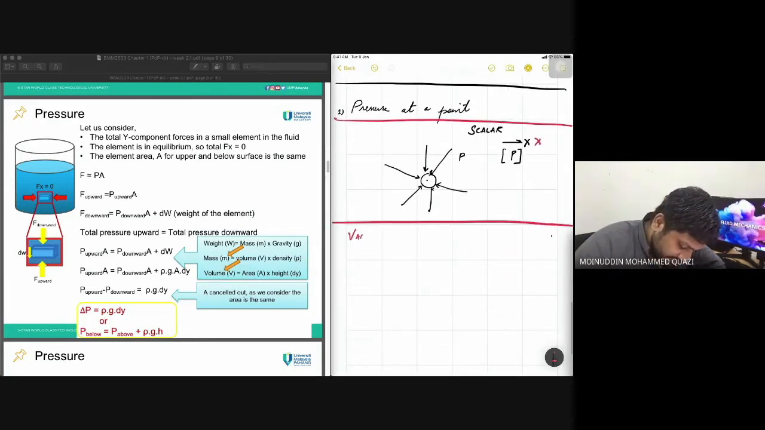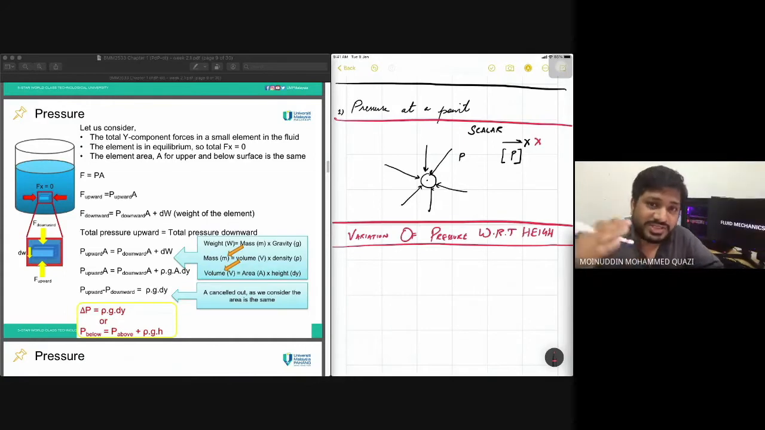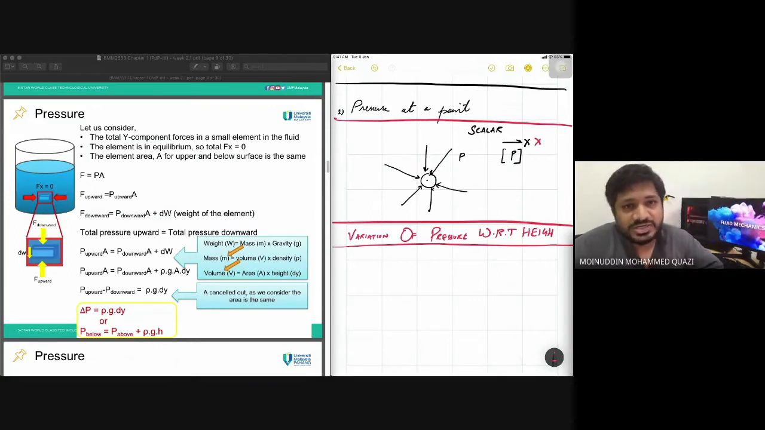Variation of pressure with respect to height. You already have experienced this in a swimming pool, but what is the relationship? How does the pressure vary? What is the relation of pressure increase or decrease? With which variable does it increase or decrease? Does it increase or decrease with respect to fluid properties? Does it increase or decrease with respect to the dimensions? What is the relation? We have to make that.